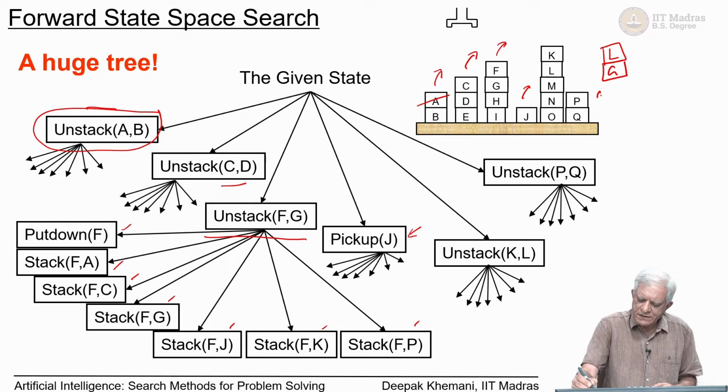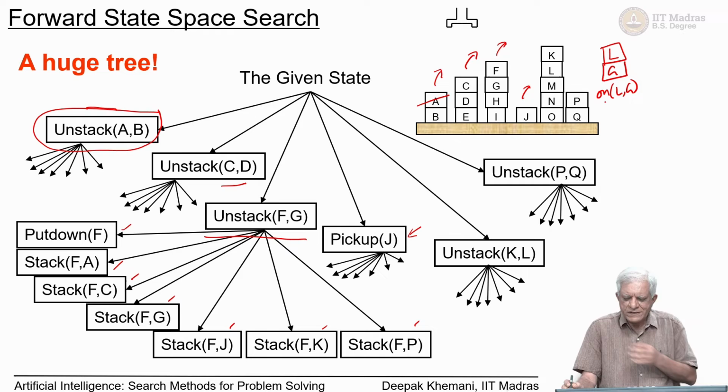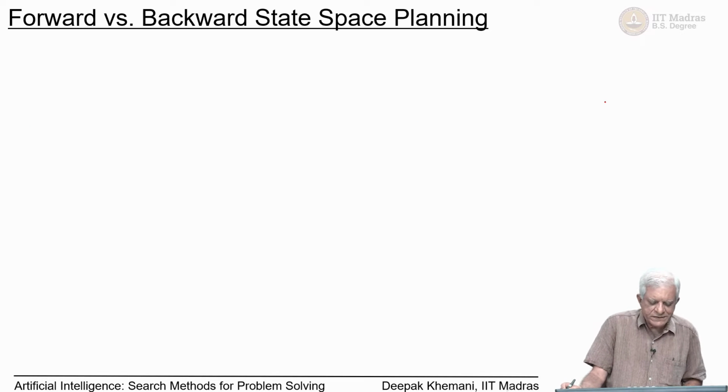Let me write it here. And this is all that is there in the goal state. Then you simply want to see which actions will make this true and think about those actions while constructing the plan. That is what backward state space planning does, and we will look at that now.